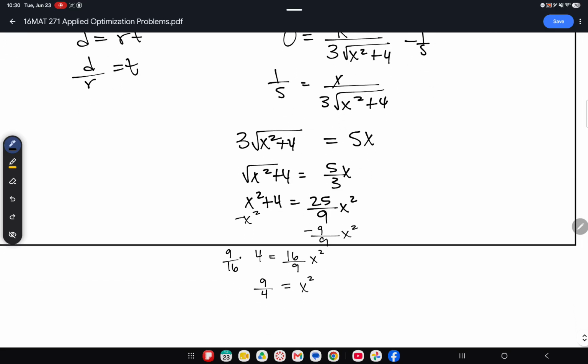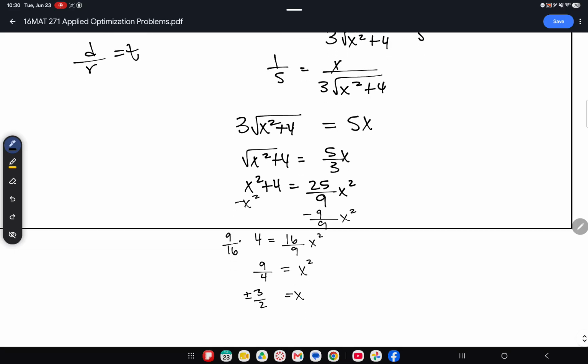Then take the square root and I get positive and negative 3 over 2. We wouldn't use the negative, right? So we'd use the positive, since x is a distance here.